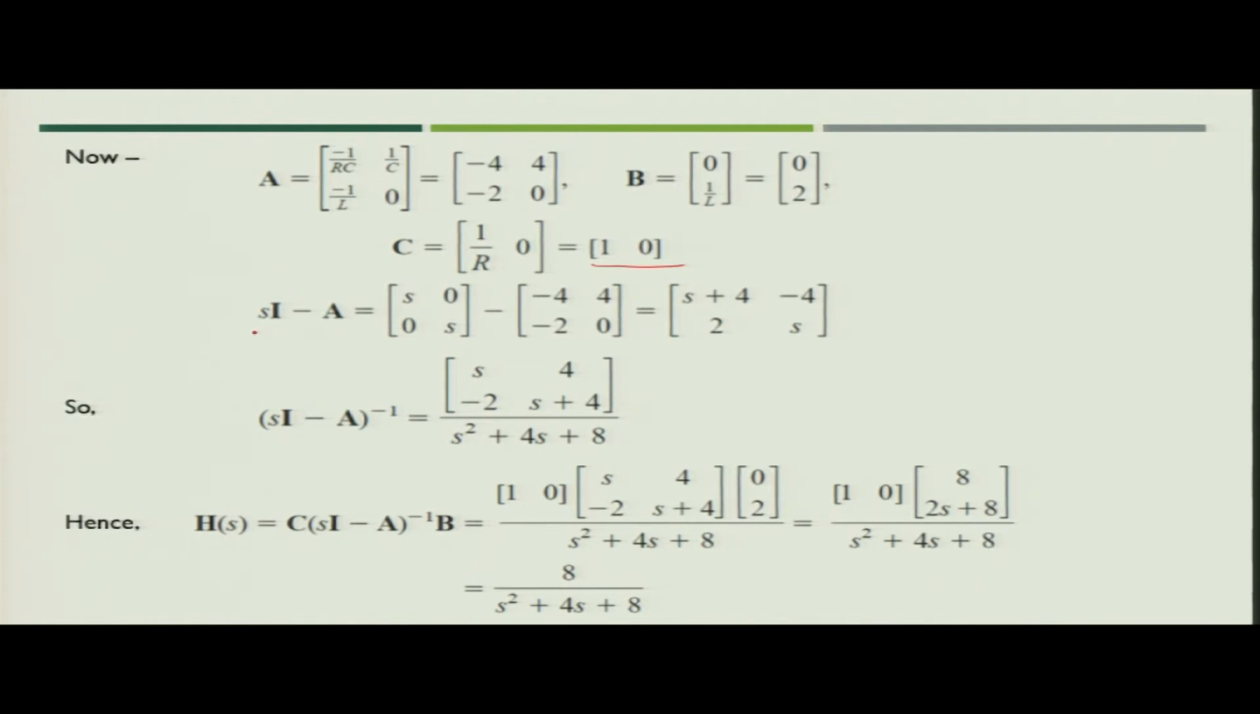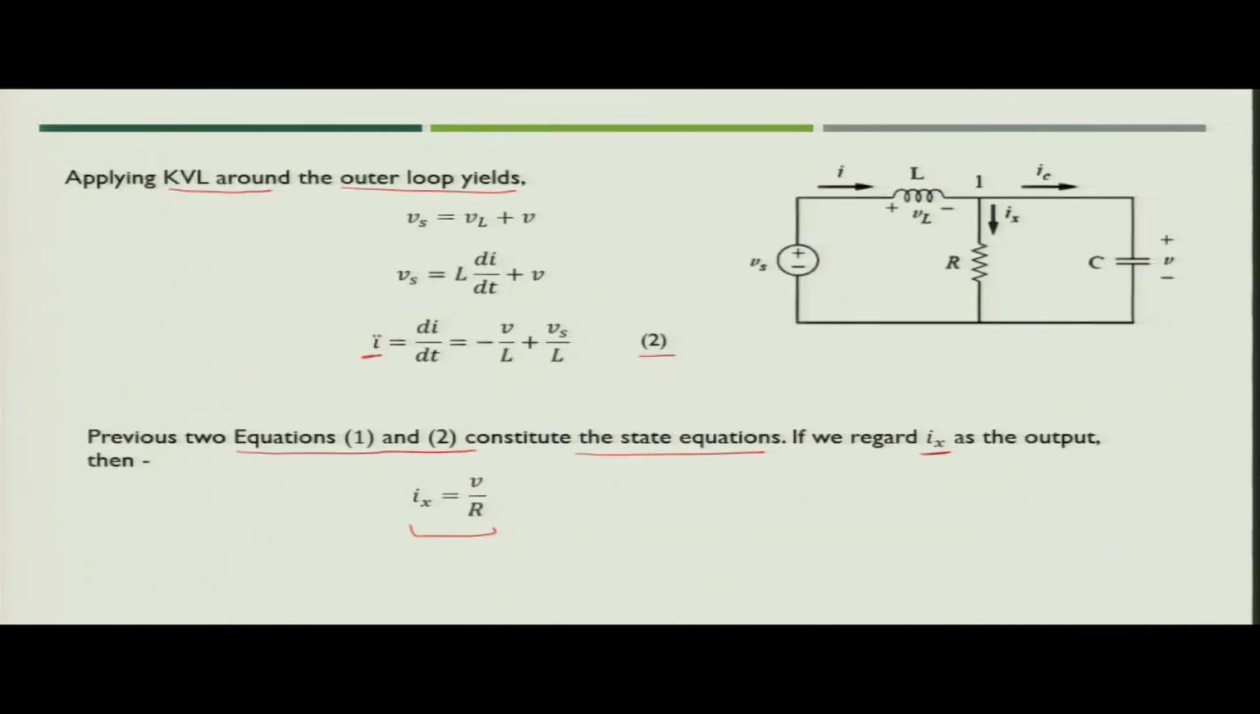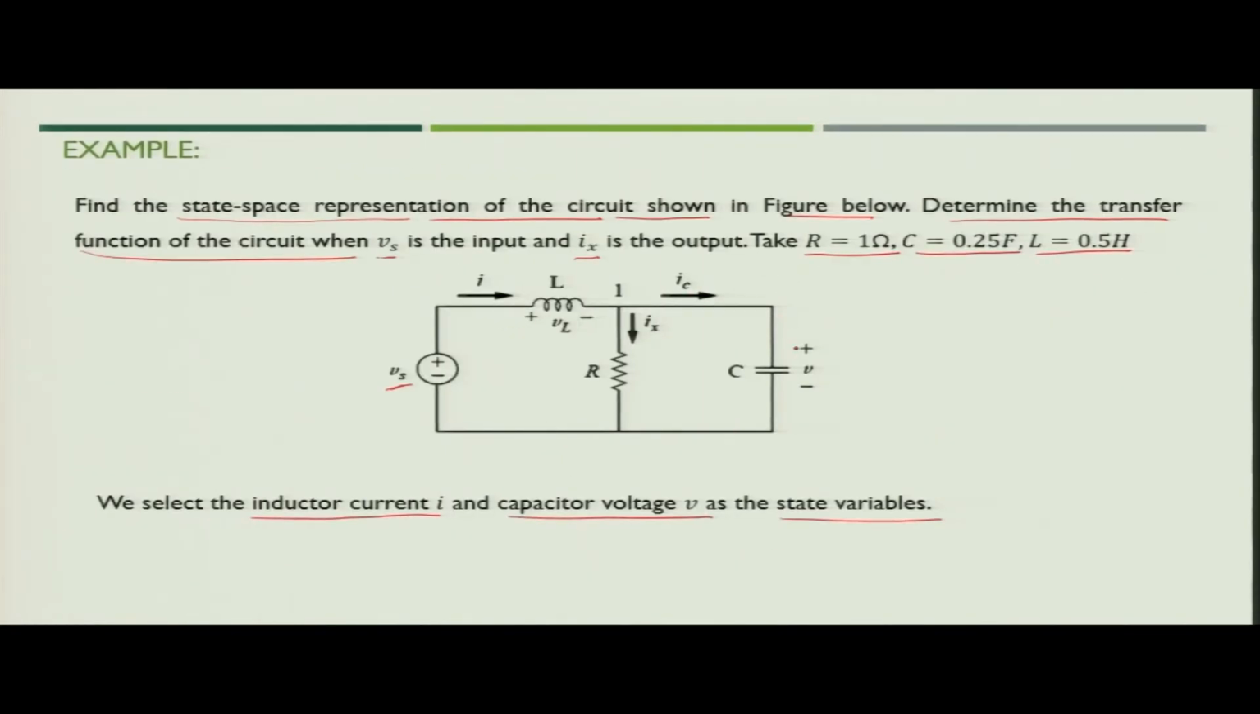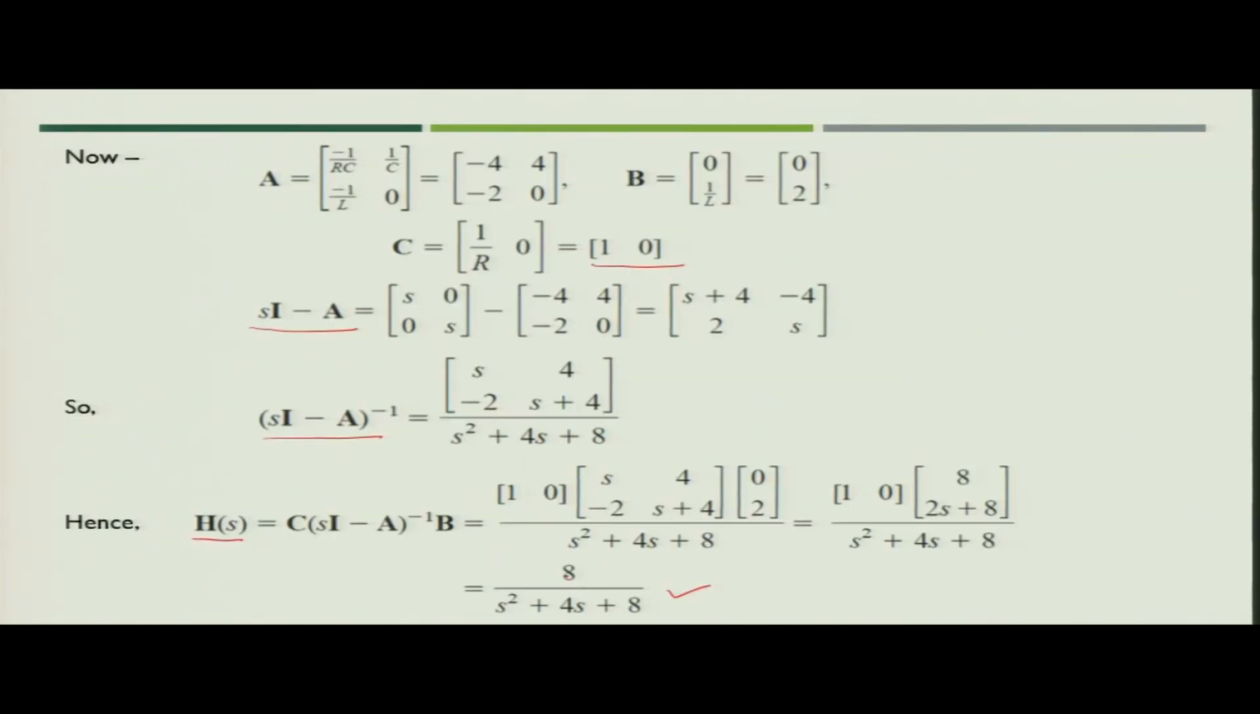The next task is that we first find the value of sI minus A matrix, then we invert it. So, we get this matrix. Then finally, we need to find the transfer function of the circuit. So, we get C (sI minus A) inverse B. If you put the values of all these matrices and simplify, you get the transfer function H(s) as 8 upon s square plus 4s plus 8. So, now you can simply say that the transfer function related to the electrical circuit which we have in the example is given by H(s) equal to 8 upon s square plus 4s plus 8.